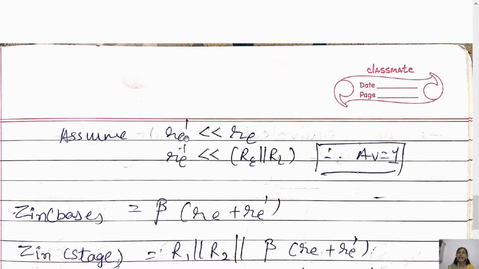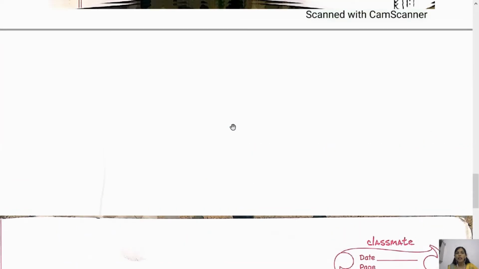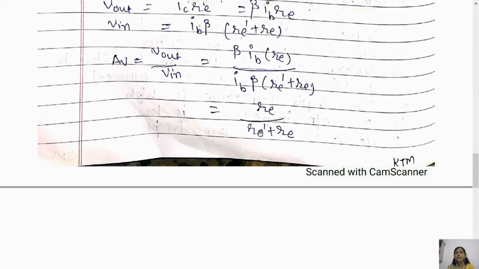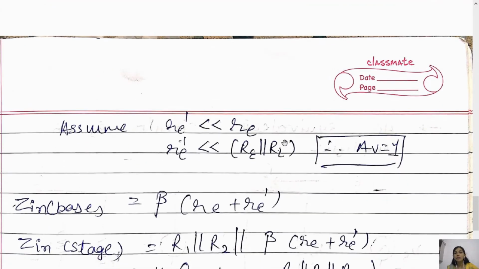Finally, we will consider that RE dash is very small compared to RE. So you can ignore RE dash. In this formula, if you ignore RE dash, again you will have the answer RE upon RE. So it will be cancelled out again. So the final answer will be 1. AV equal to 1. The voltage gain is equal to 1. So you can say that it is a unity gain amplifier. This amplifier is known as emitter follower, common collector amplifier, or unity gain amplifier.